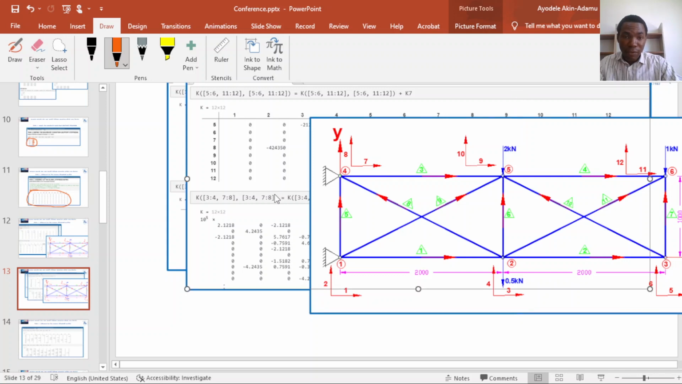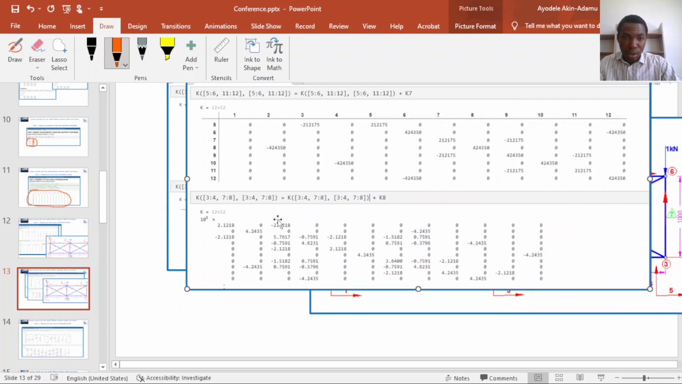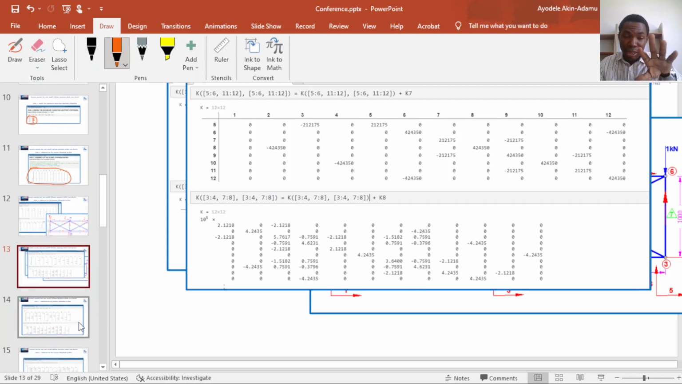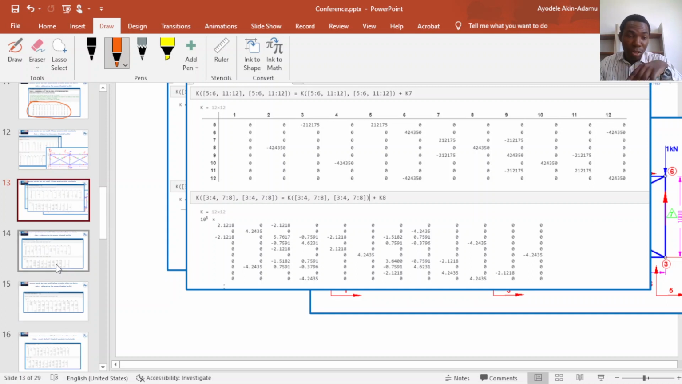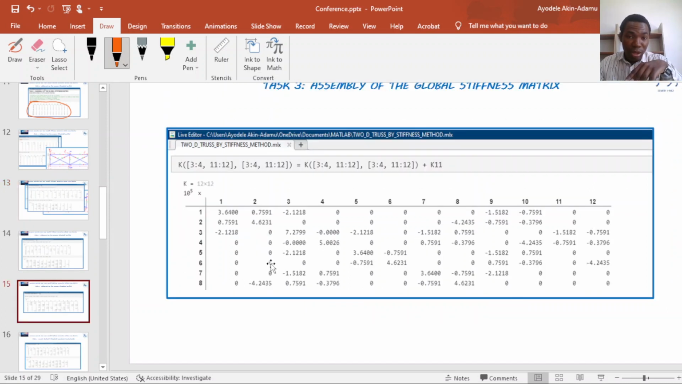So that's why we have 3, 4, 7, 8 in the Matlab code here, and we add K8 to the zero base matrix. So this is how you assemble the global stiffness matrix on Matlab. I did this for all the local stiffness matrices till the 11th element, K11. So this is my final global stiffness matrix.